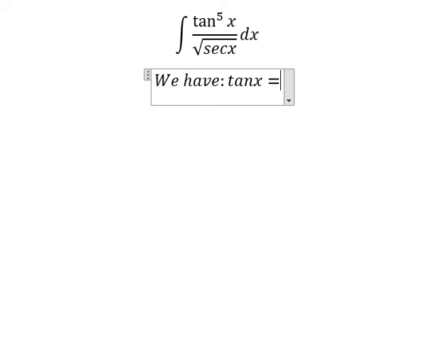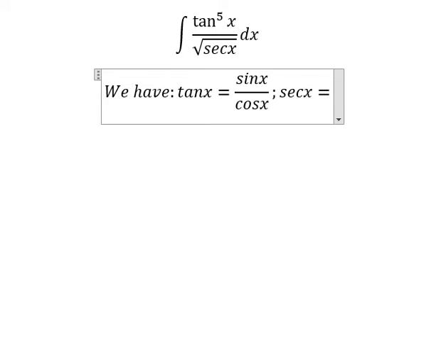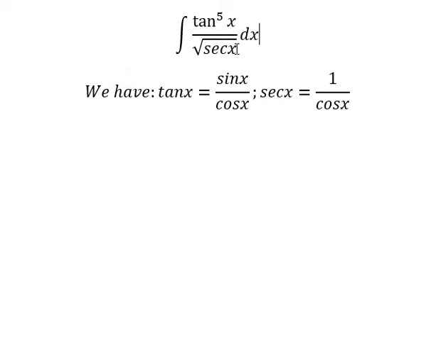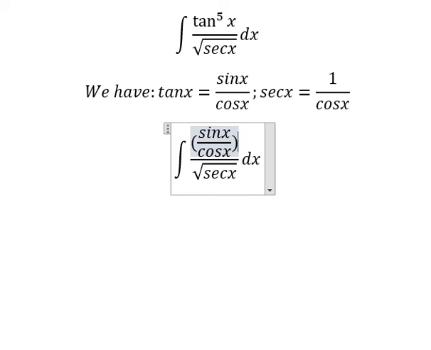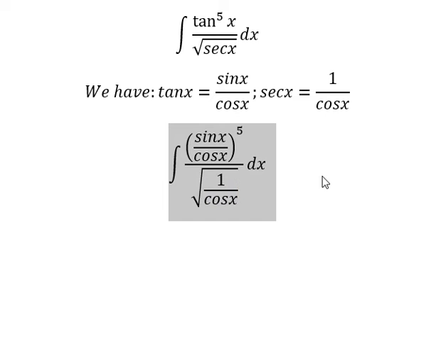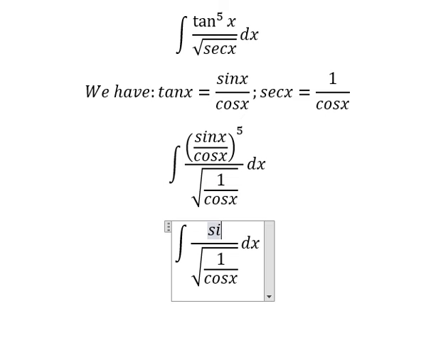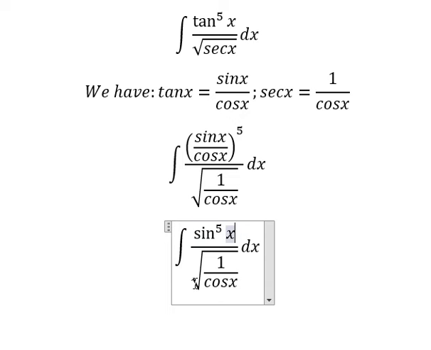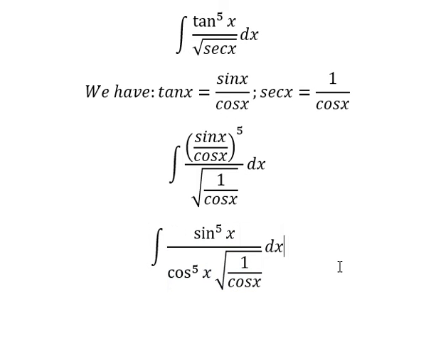That's about tan s equal to sin s over cosine s. Secant of s equal to 1 over cosine s. So this one we put in here, and secant of s we change for this one. So in this situation we can write sin s to the power of 5 over cosine s to the power of 5 in here.